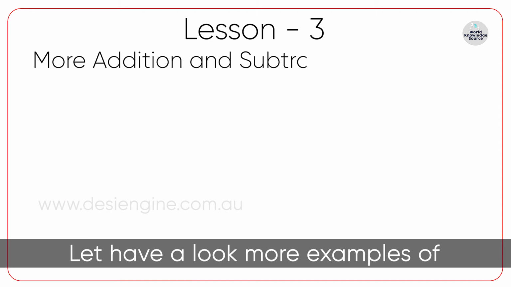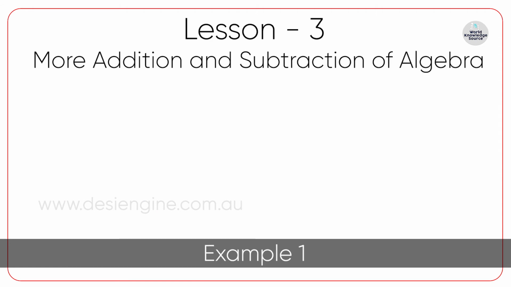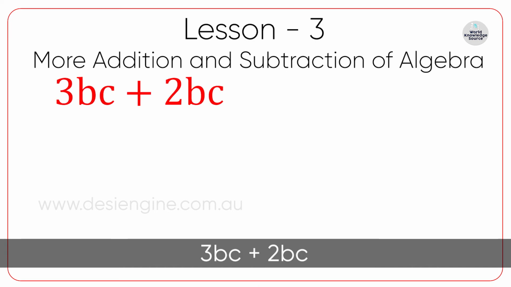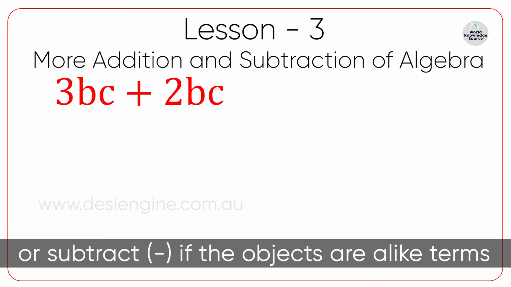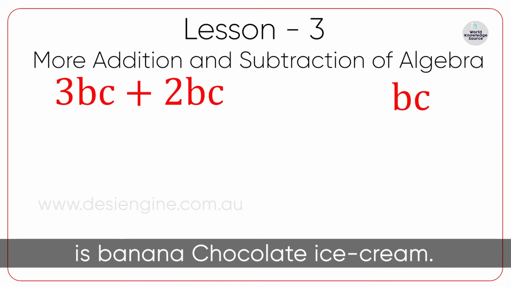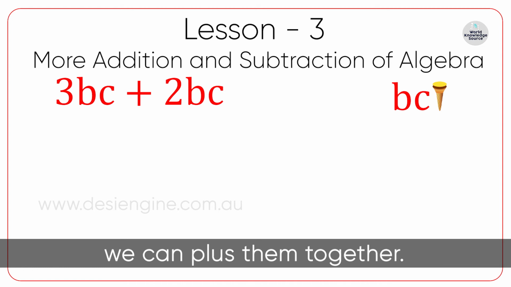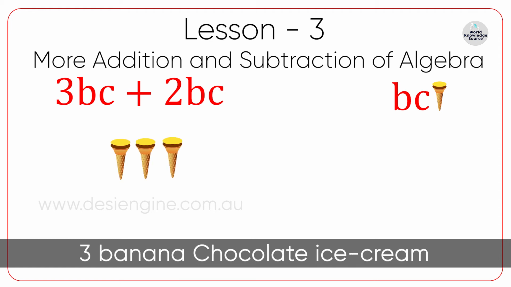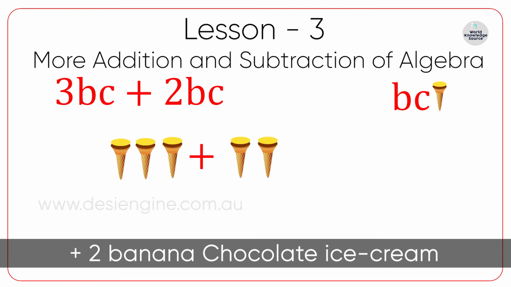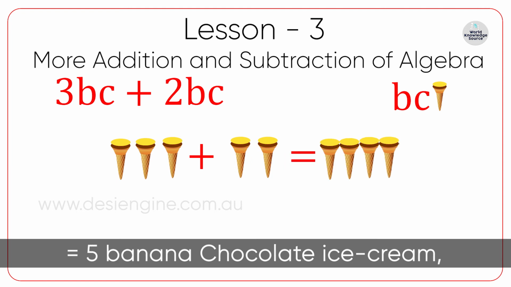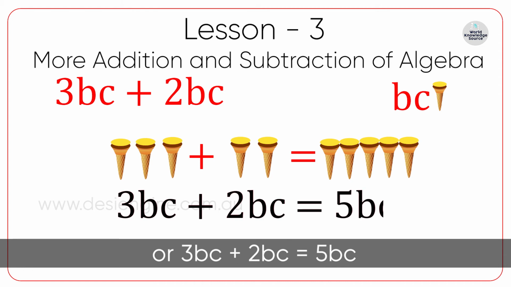More addition and subtraction of algebra. Example 1. 3bc plus 2bc. Remember, we can only add or subtract if the objects are alike terms. Let's say bc is banana chocolate ice cream. Since the objects are alike terms, we can add them together. Then we have 3 banana chocolate ice cream plus 2 banana chocolate ice cream, which equals 5 banana chocolate ice cream, or 3bc plus 2bc equals 5bc.